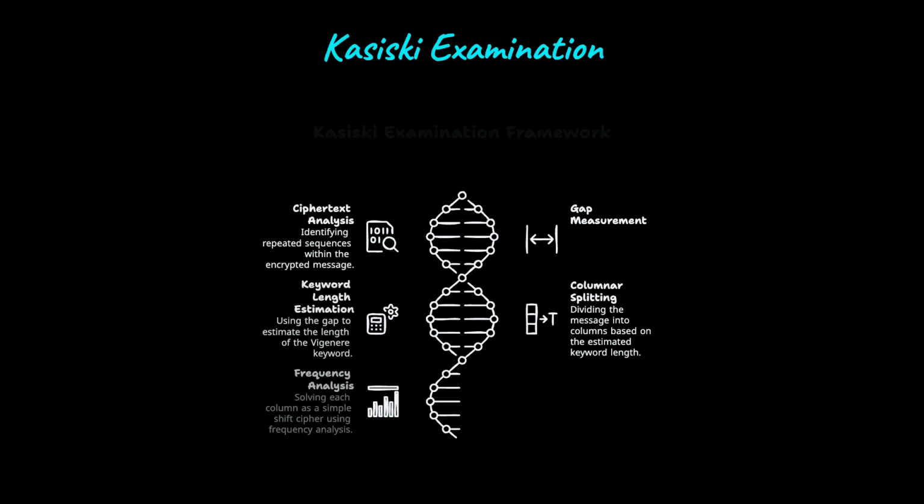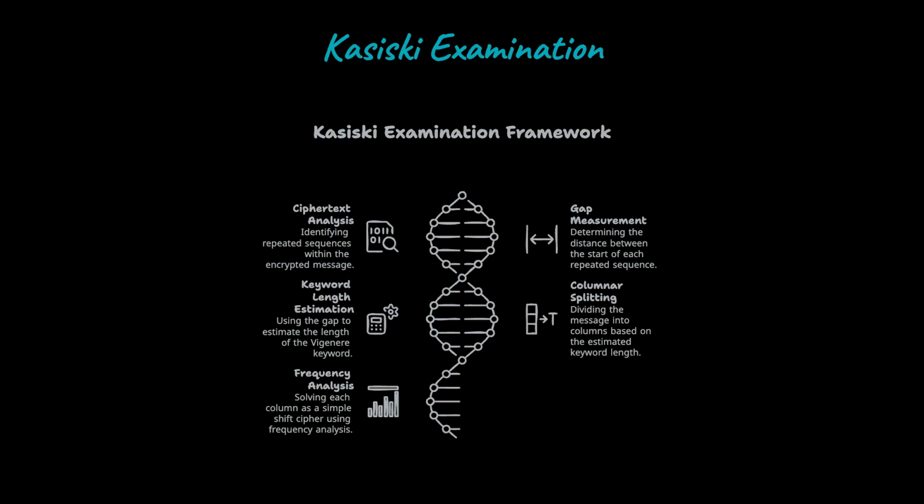The Kasiski examination attacks this by finding repeated letter sequences in the ciphertext. The distance between repeats must be a multiple of the keyword length, so measuring those gaps reveals how long the keyword is. Once the keyword length is known, the ciphertext splits into columns, each one a simple shift cipher, crackable by ordinary frequency analysis. A statistical method called the index of coincidence can find that same length another way, but either path leads to the same collapse.